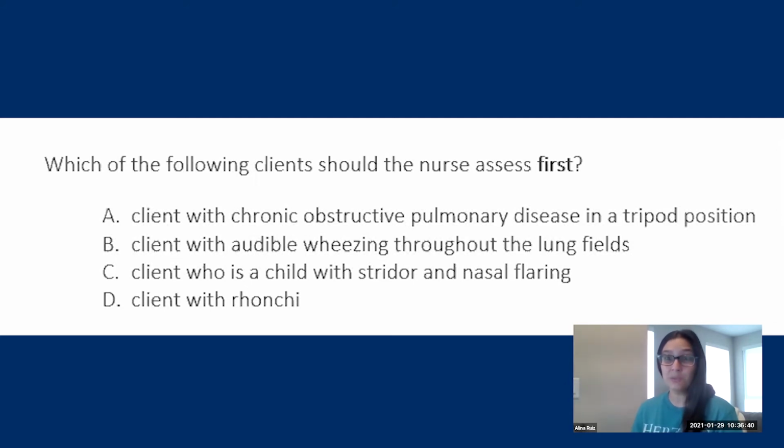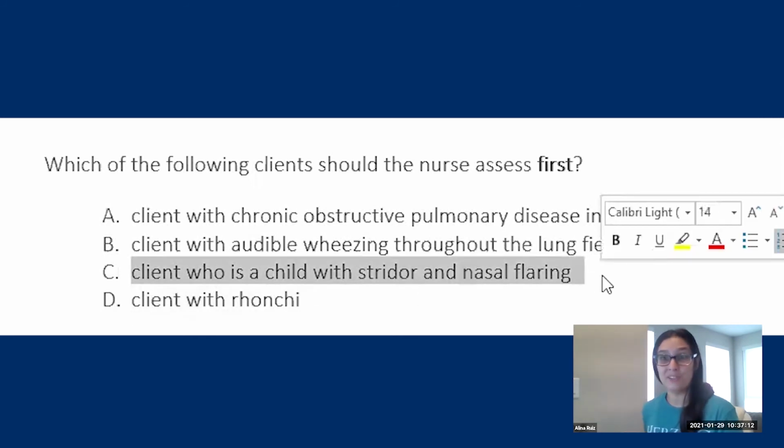However, the next way would be Maslow's. Maslow's hierarchy of needs says that we have to meet our basic human needs like food, water, elimination needs, sex needs. All of those have to come first before we get to actualization, and so on and so forth. So these questions are tricky because all of the options are technically correct. We've got to see them all, right? So the answer here is this one, the client who is a child with stridor and nasal flaring.